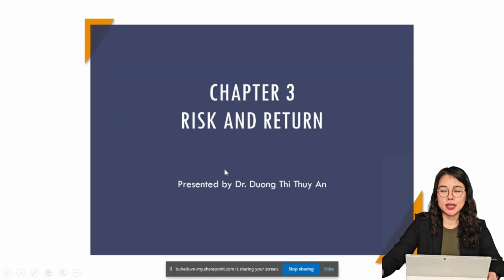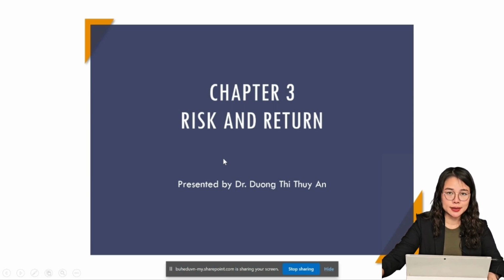Class, today we move to chapter 3, risk and return. In the previous chapter, we usually encountered the discount rate, the yield, the return that we use in our calculation of present value and future value. But so far we have taken them as given. In this chapter, we're going to learn the origin of this discount rate, and how to measure this kind of risk.